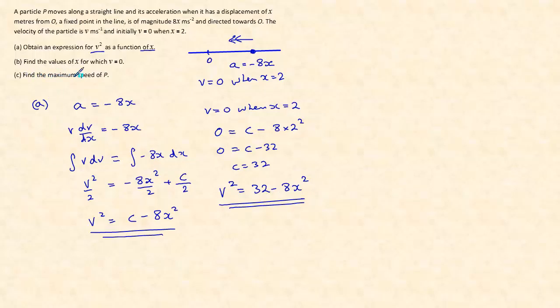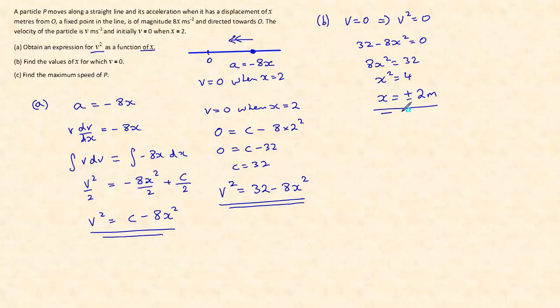We want to find the values of x for which V is 0. So if V equals 0, of course, that means that V squared equals 0. So 32 minus 8x squared is equal to 0. 8x squared equals 32, so x squared equals 4, giving us that x is equal to plus or minus 2 meters.